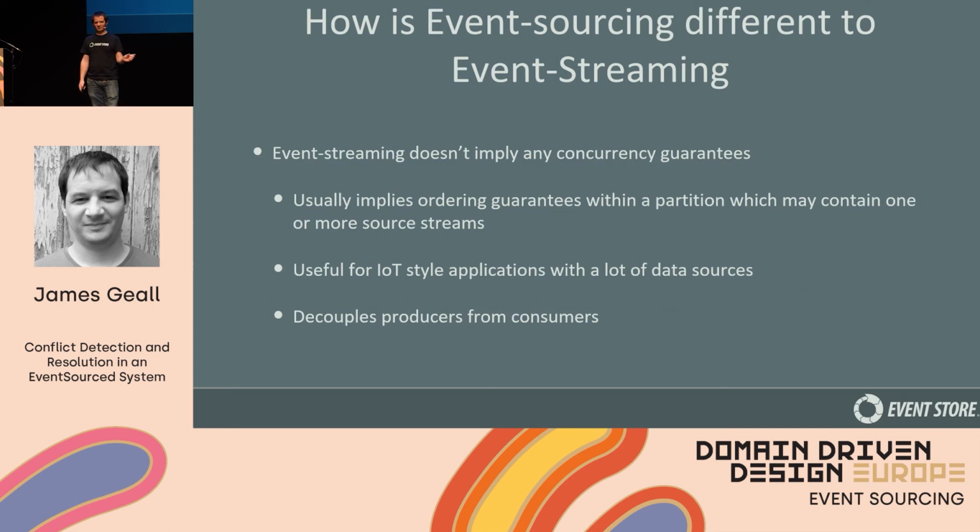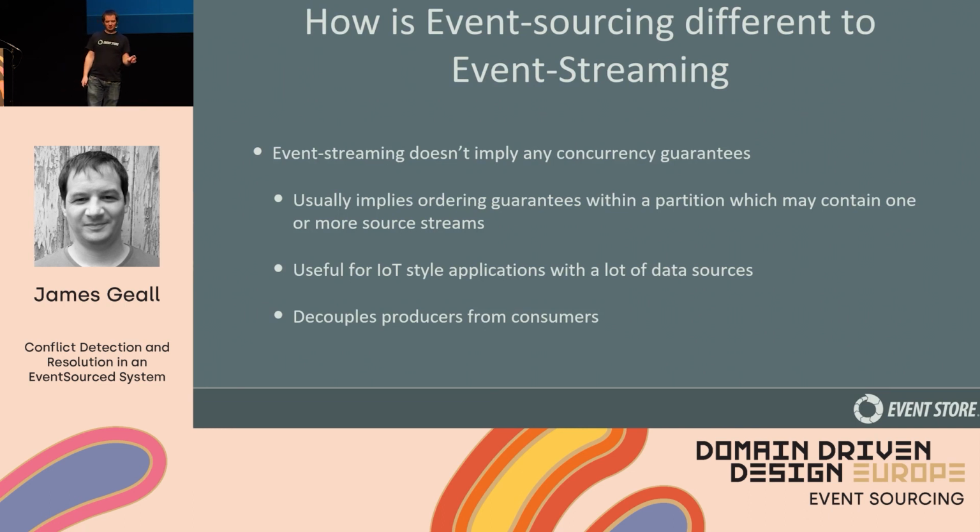Most event streaming systems don't partition at the aggregate level. So now I don't have to just read events for the state that I'm interested in, I have to read events for states that I'm not interested in too. It is really useful for things like Internet of Things style applications where you've got a lot of data coming in from multiple sensors. They don't conflict. They are just events. There's no application state being updated. It is just a fact that happened.